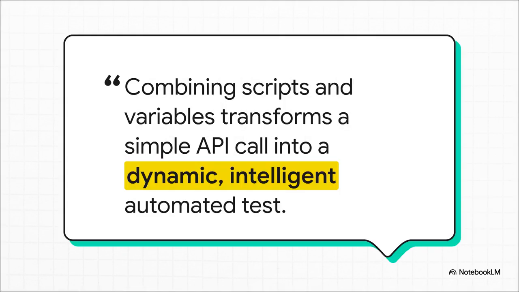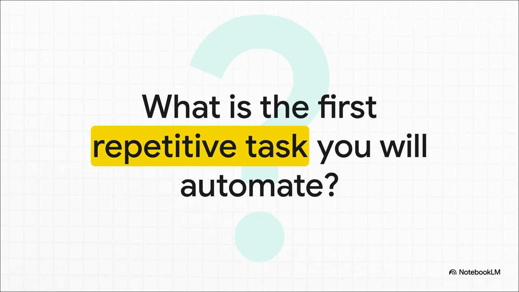So let's just zoom out for a second. What we've done is taken two simple ideas, scripts and variables, and combined them into something incredibly powerful. A basic static API call is one thing, but when you mix in these building blocks, it transforms into a dynamic, reusable, and truly intelligent automated test. So, we've laid out the tools for you. You have the building blocks.